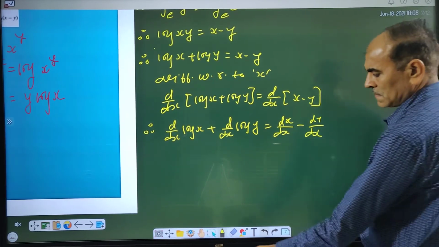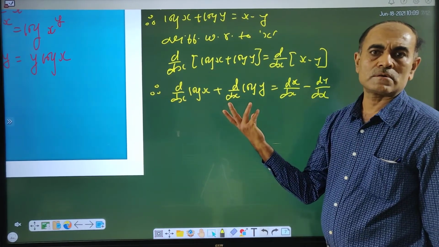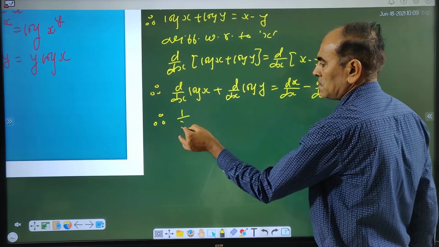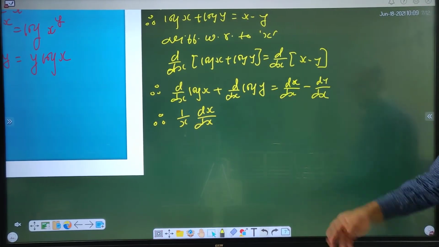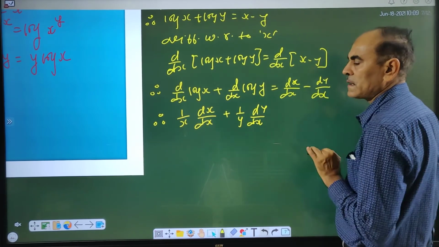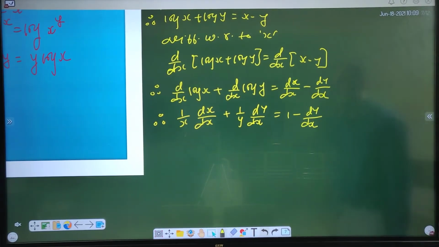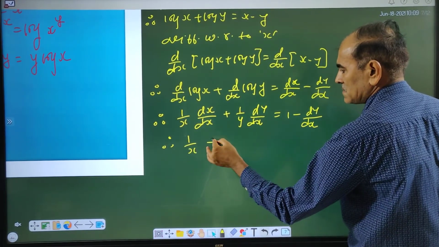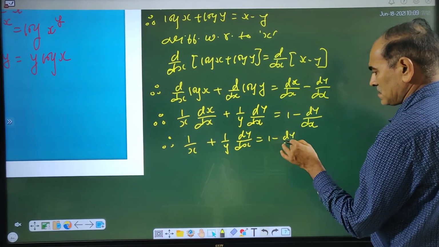Very simple form. Now once again apply that rule. d by dx of log some function is equal to 1 by some function into d by dx of that function. So that comes out 1 by x into d by dx of x. Same way, what about log y? 1 by y d by dx of y. On right hand side it is 1 minus dy by dx. So what we get here? 1 by x plus 1 by y dy by dx is equal to 1 minus dy by dx.